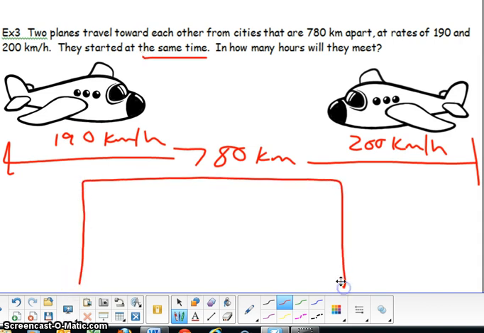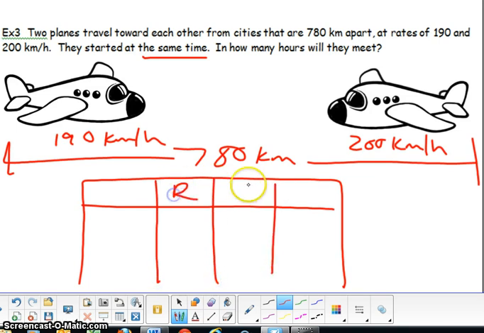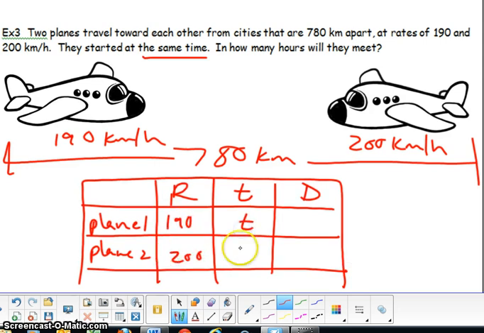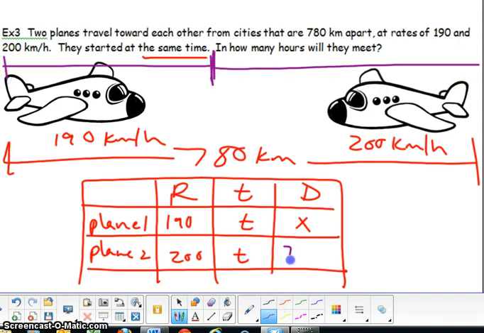Okay, so the chart is very similar to the last one, where we're going to have a rate, time, and distance, and then plane number 1, and then plane number 2. Go ahead and put their rate in. We have 190, and we have 200. T is going to represent time because they left at the same time, and the distance will work the same exact way as before, where one of them is x, we'll talk about here to where they are meeting point, and the other one will be 780 minus x.